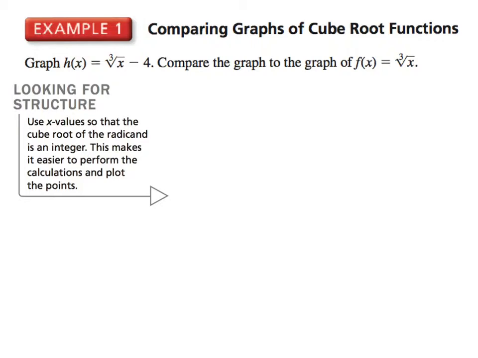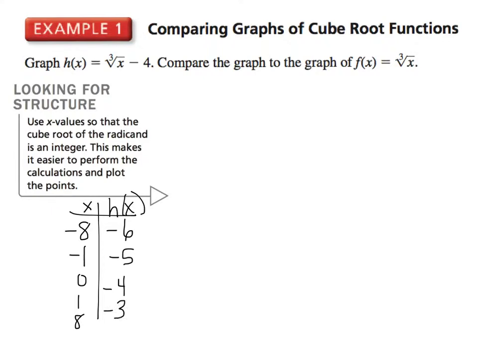Use x values so that the cube root of a radicand is an integer. Don't make this harder on yourself. You can get decimals, that's fine. But personally, I want to make this as easy as possible. So x and h of x. So let me think. What is a number I can take the cube root of? Well, I can take the cube root of 8, or -8. -1, 0, 1, and 8. The cube root of -8 is -2, -4 is -6. If I fill out the rest of this table, this is pretty easy. It's just basic math. We plug it into our equation, we get those 3 values.